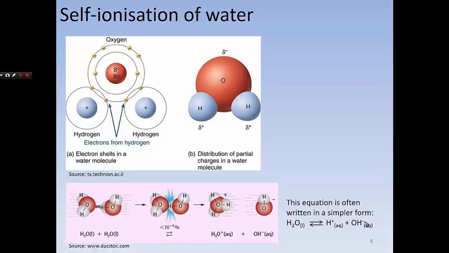In any body of water, only a very small percentage of these water molecules are actually ionized. But once ionized, the ions may recombine with each other. But in the meantime, some other molecules are ionized. This is about dynamic equilibrium, so this is a reversible reaction.